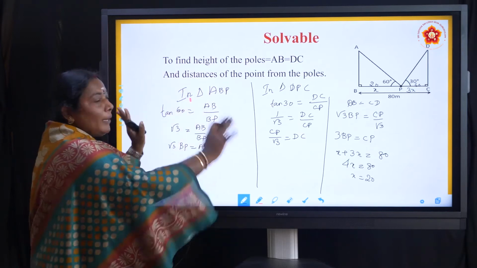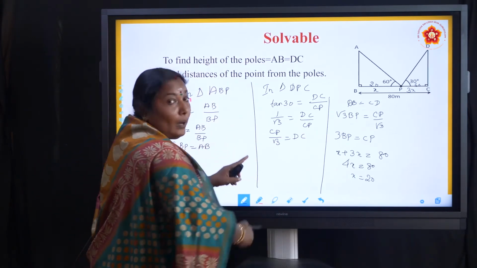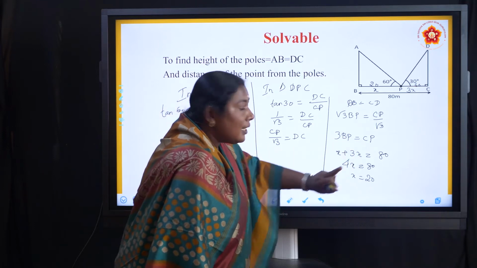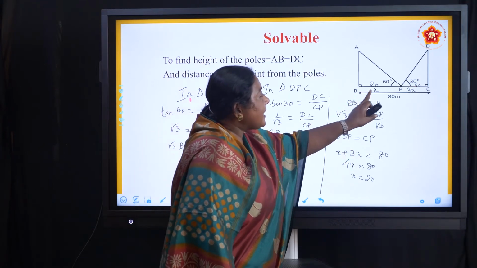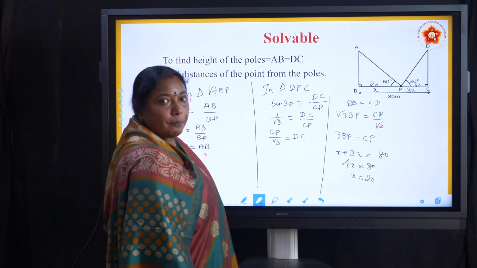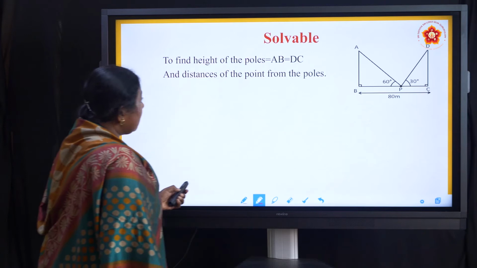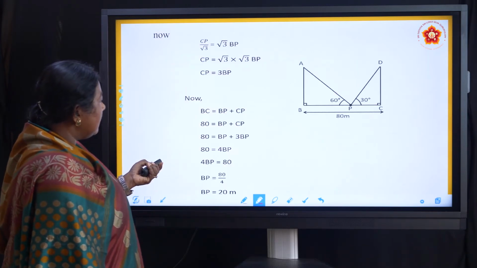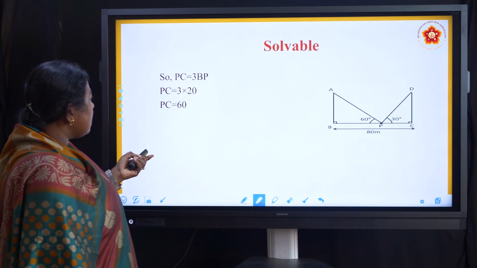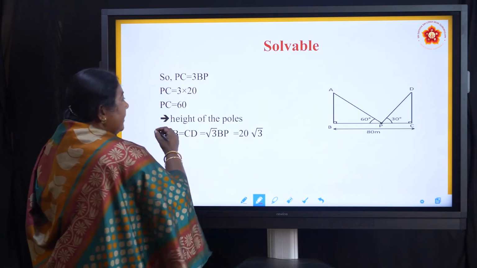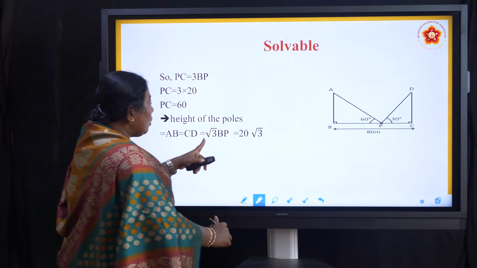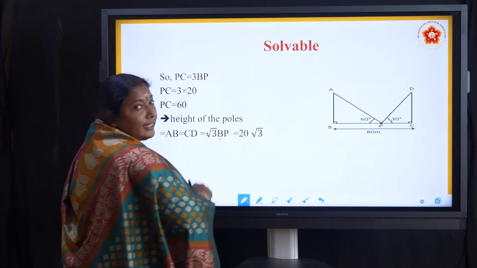I am telling again, just separate the triangles, apply the values, then compare. Why am I comparing? Because they have given AB is equal to CD. So I am comparing, I am getting 3BP is equal to CP. If I keep BP as X and CP as 3X, I will get X as 20 and CP value is 60. Okay. That is what we have given here. BP is equal to 20 and PC is 60. Right. So in the first triangle we separated, we have CD is equal to root 3 BP. So just apply the BP value, you will get that answer.